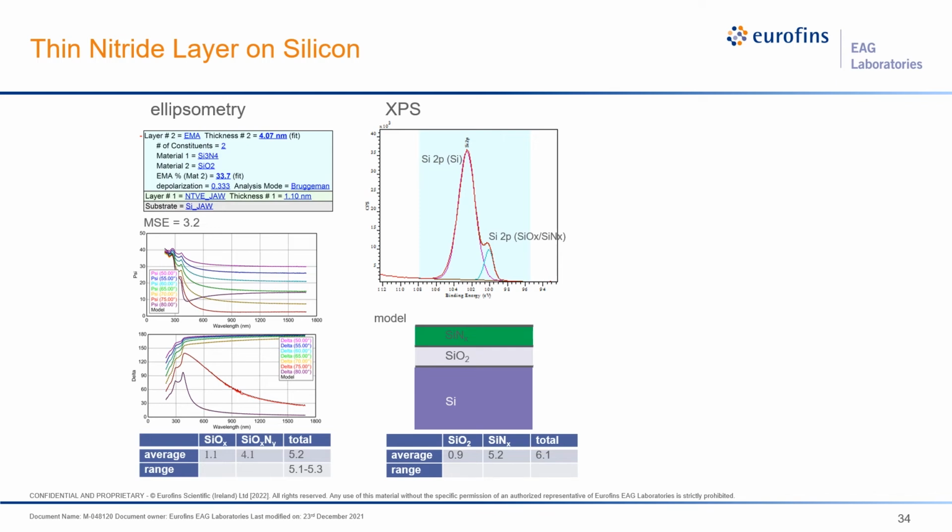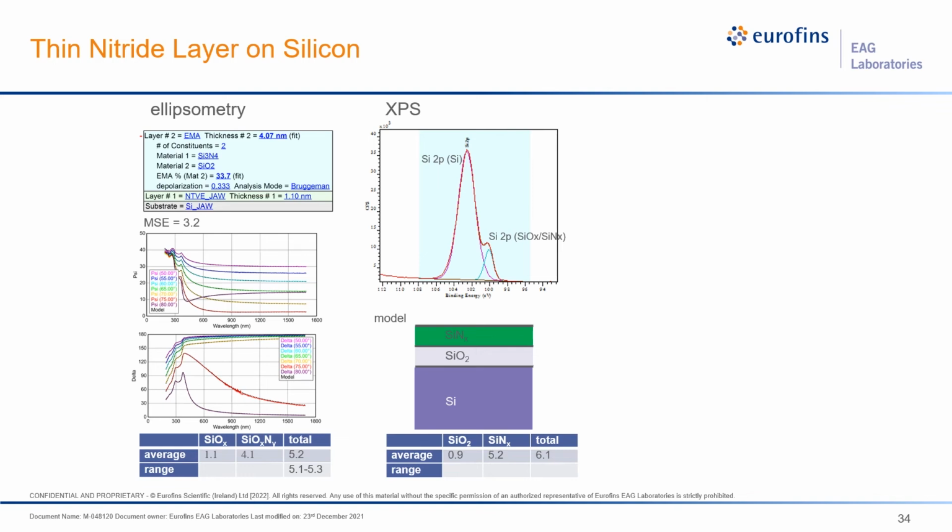Our second example, and a comparison of ellipsometry with other techniques, concerns the characterization of thin nitride layers on silicon. In this slide, you see the comparison between ellipsometry and again XPS. In the ellipsometry analysis, the nitride layer was modeled as an oxide nitride using a Bruggeman effective medium approximation, as we discussed earlier. Also, a native oxide film on top of the silicon was taken into account.